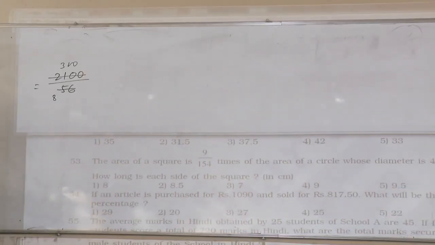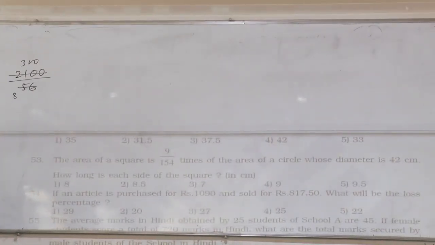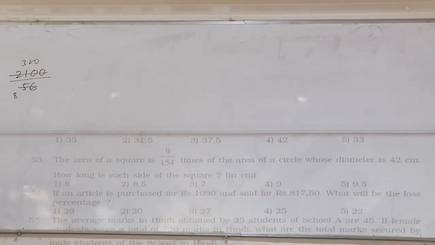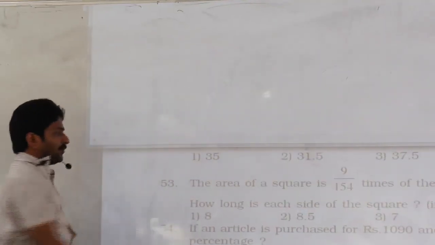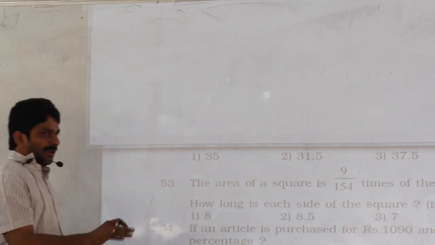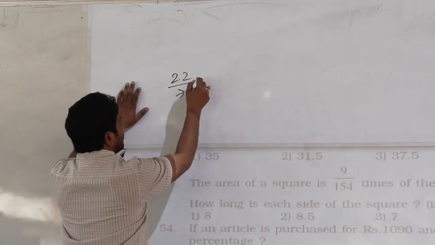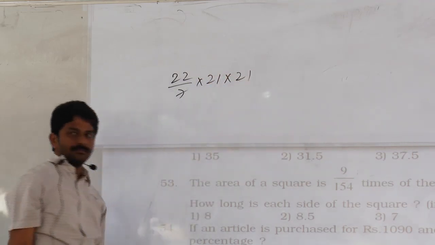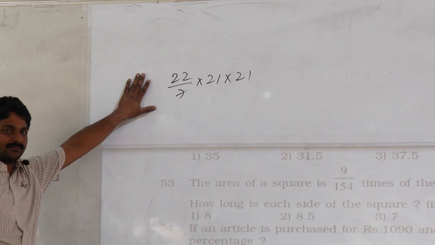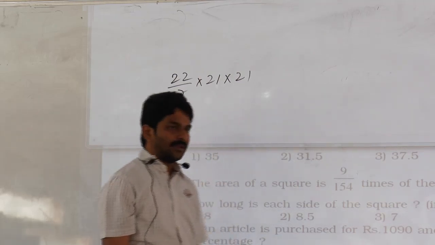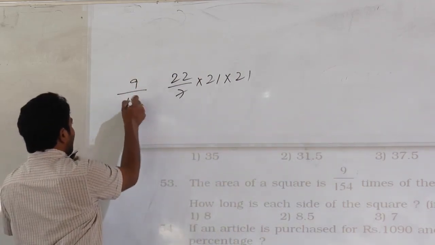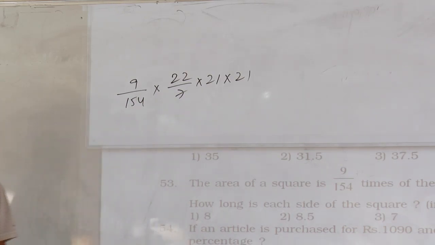Question 53. The area of a square is 9 by 154 times the area of the circle whose diameter is 42. How long is each side of the square? Now, the diameter of the circle is 42. What about the radius? 21. Can you tell me the area of the circle now? Pi r square. This is the circle area, and the area of the square is 9 by 154 times of this number. Yes or no?